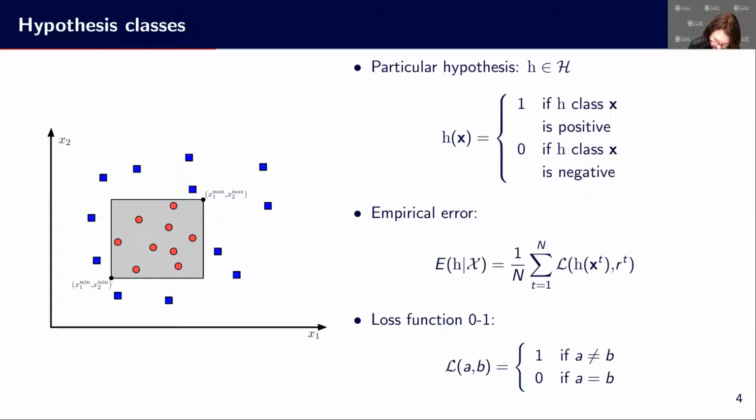So with this function here, we are evaluating the average error over the whole data set. We are summing over all instances and multiplying by 1 over n, so dividing by n to get something between 0 and 1.